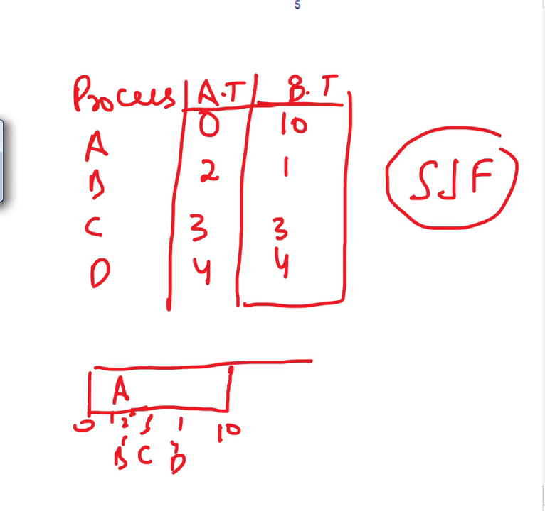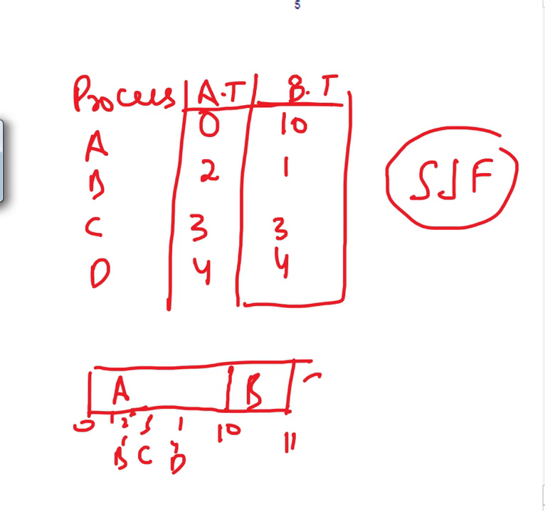In fact, B is the shortest, C is the next shortest, and D is the last one. So you will go for B. That means you will start executing B, which has 1 unit of burst time, that is up to 11. Then this is B.